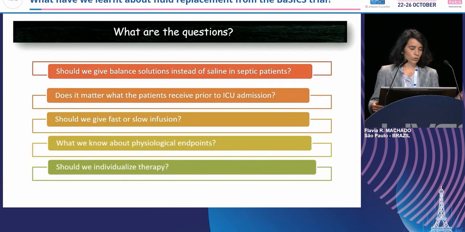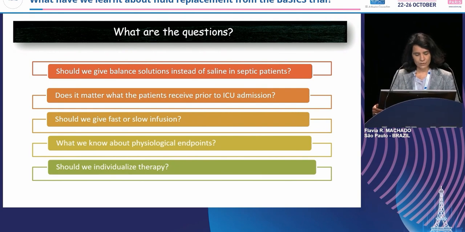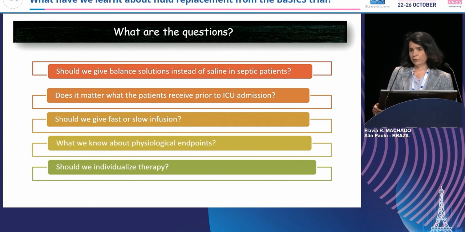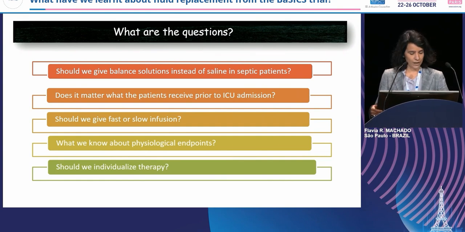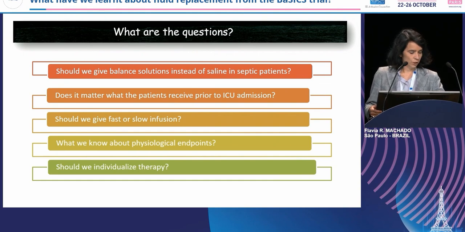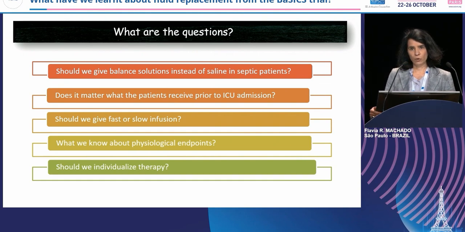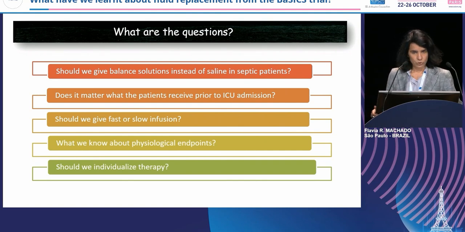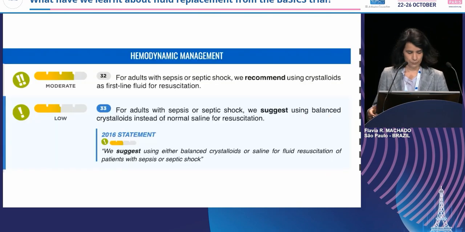So I want to cover these 5 topics. First, if you should give balanced solutions instead of saline in septic patients. Does it matter what fluid the patient has received prior to the ICU admission? If you should give fast or slow infusion when we resuscitate the patient. What we know about physiology, and also if we can individualize therapy based on our data.